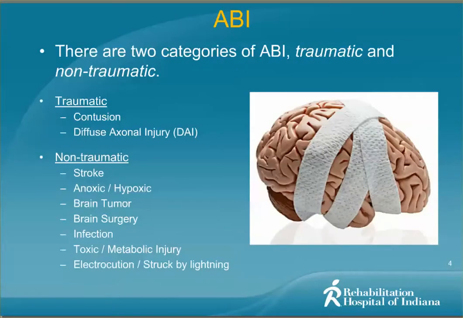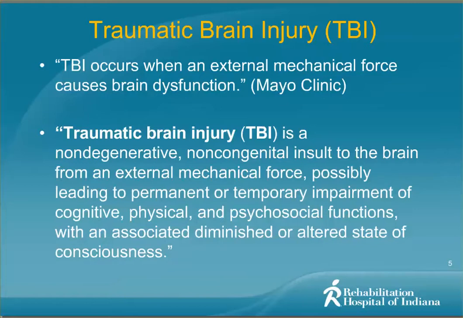When we talk about ABI, we can break it down into 2 categories, that is traumatic and non-traumatic. We're going to talk about each of these individually, so I won't necessarily list them off here, and we'll start by talking about traumatic brain injuries.